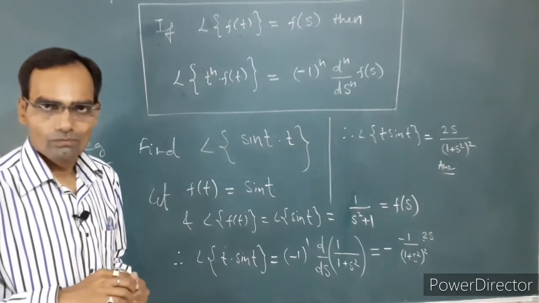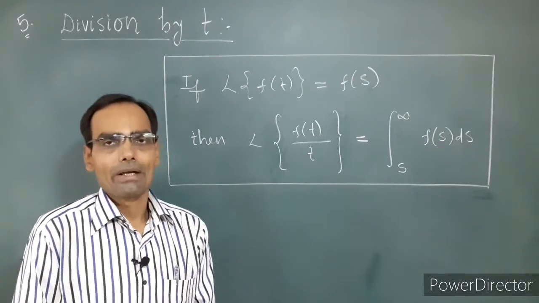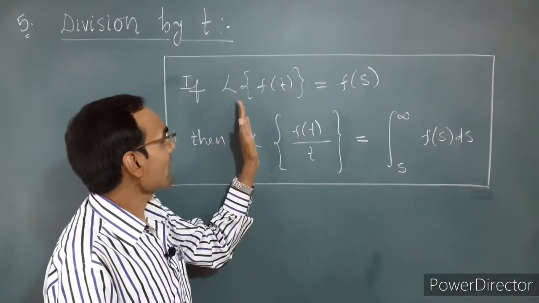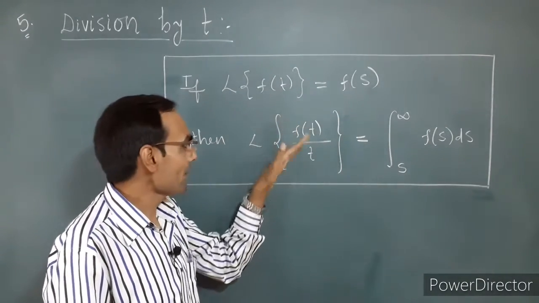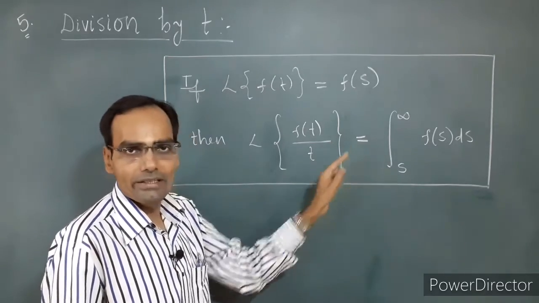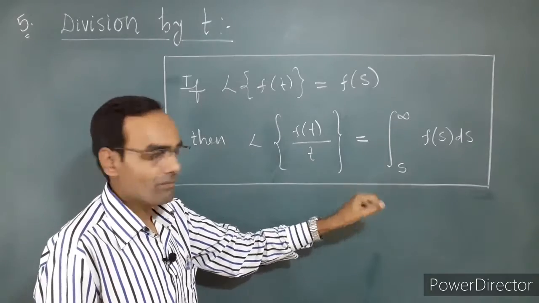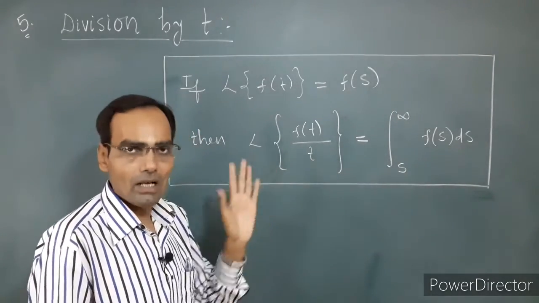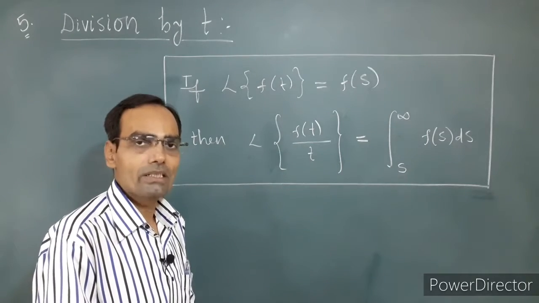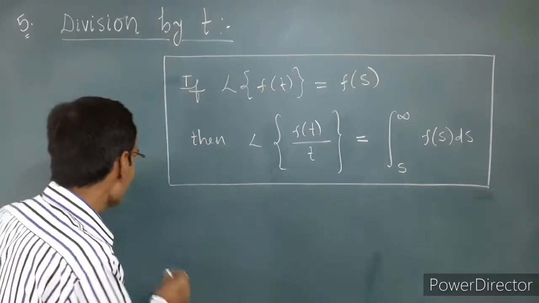Now our next property, the fifth one, is division by t. If Laplace of f(t) is F(s), then the Laplace transform of f(t) divided by t is the integration of F(s) from the limit s to infinity, where F(s) is the Laplace transform of f(t) and s is the parameter, as we know in the Laplace transform. And I will explain this property by taking an example here.